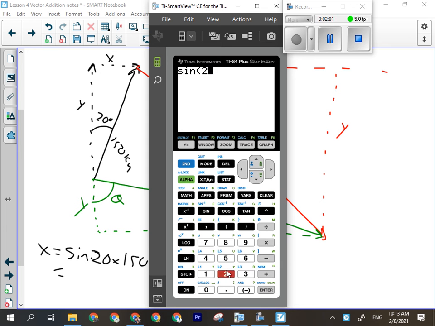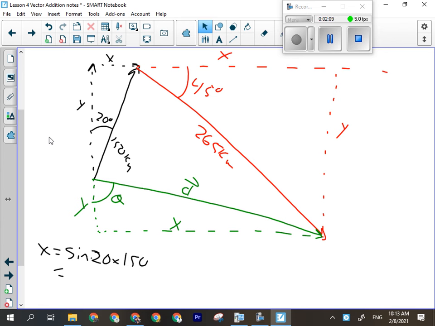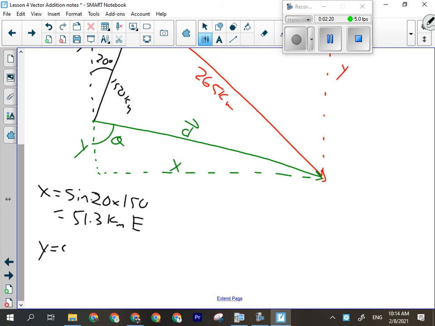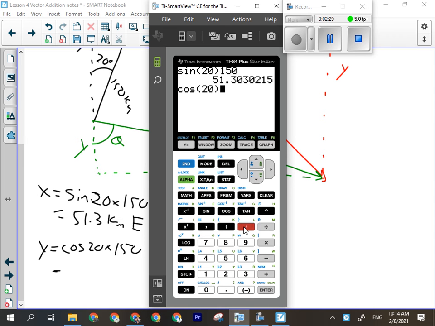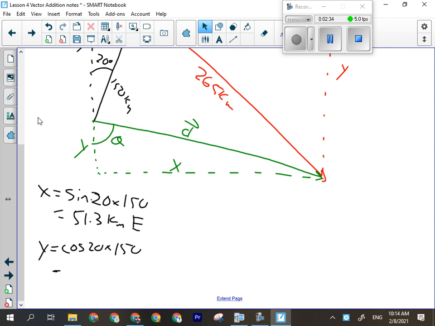So sine of 20 times 150. All right, so 51.3 is what black x is. 51.3 kilometers east, and obviously I'm going to keep all those decimals for later. To get black y, y is the adjacent side, so we'll go cos of 20 degrees times 150. And it's 140.95 kilometers, and that one's north.